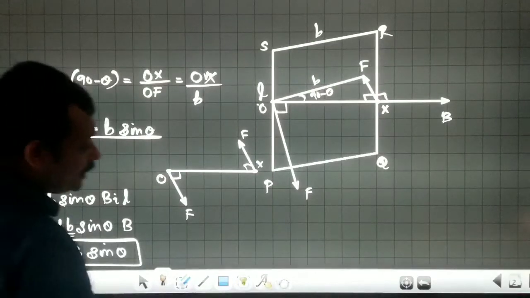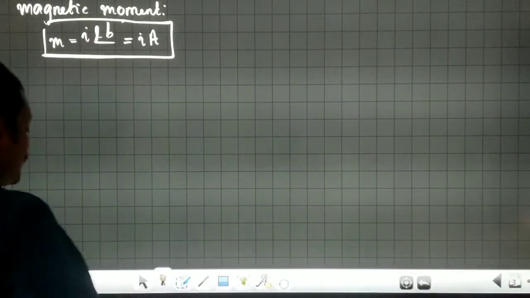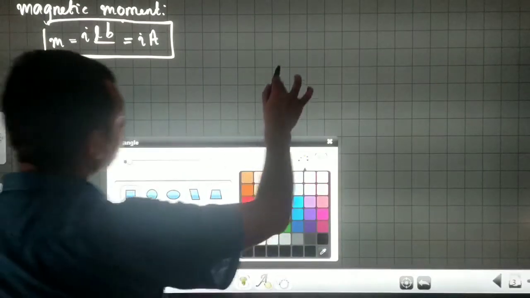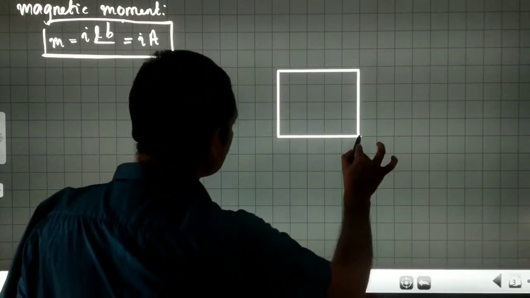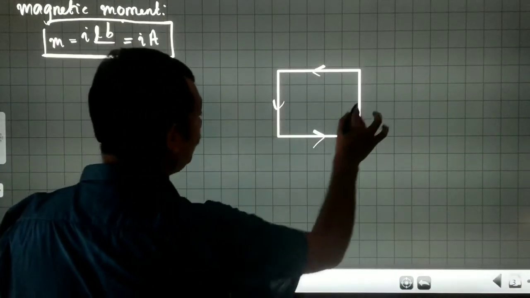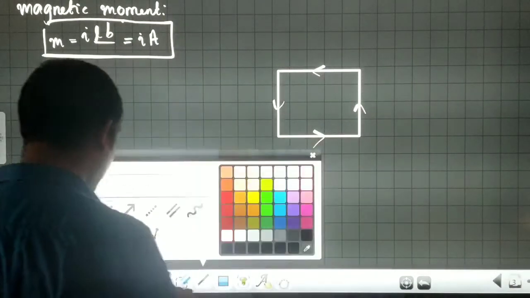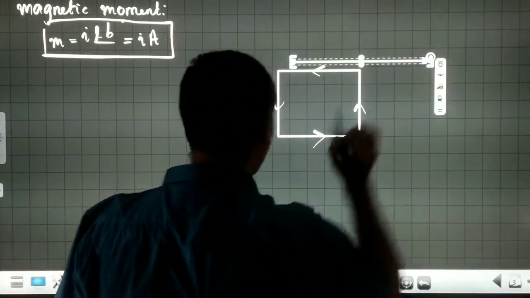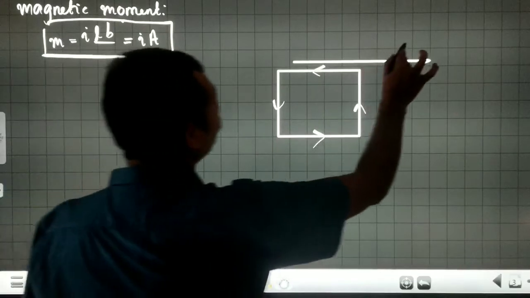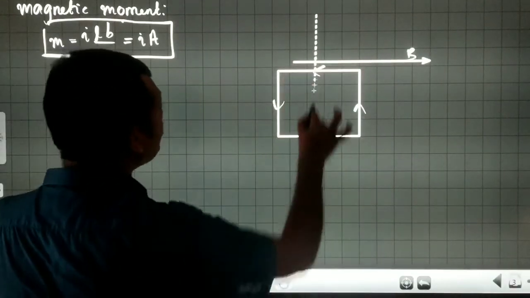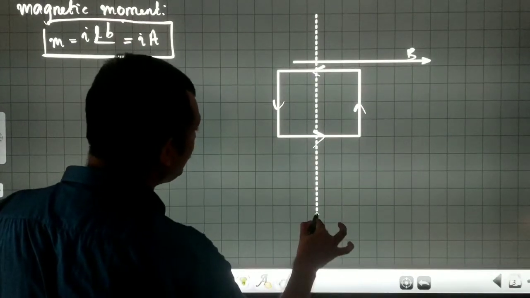Now the next question that comes is, suppose I take the loop down in this sense, just for our convenience. This is the direction of the current we said, and this is the direction of the magnetic field. Now we need to see whether the torque is M cross B or B cross M.